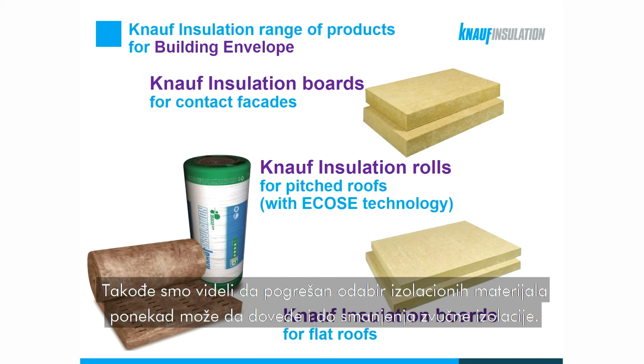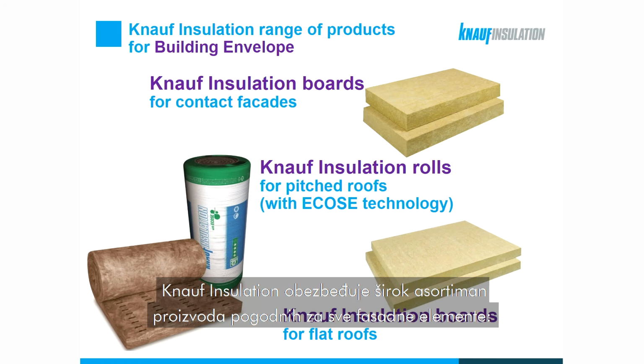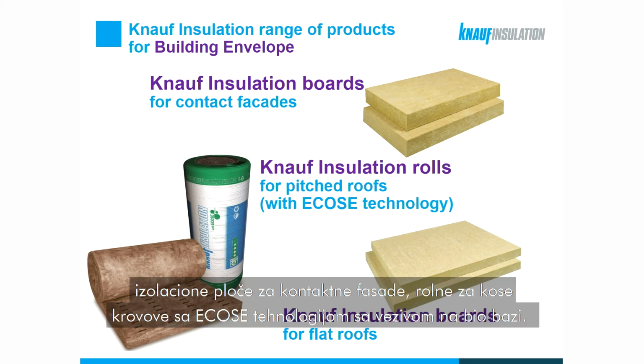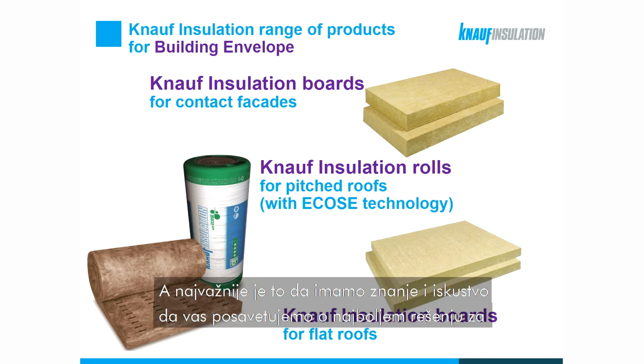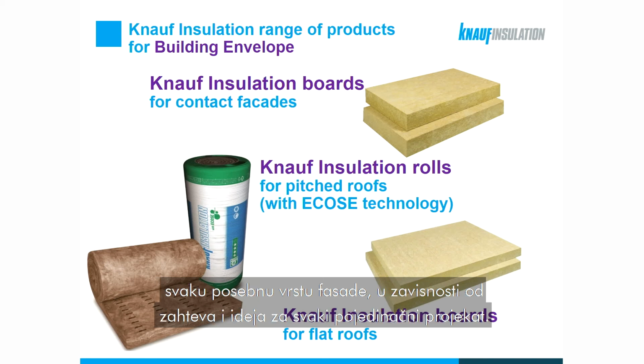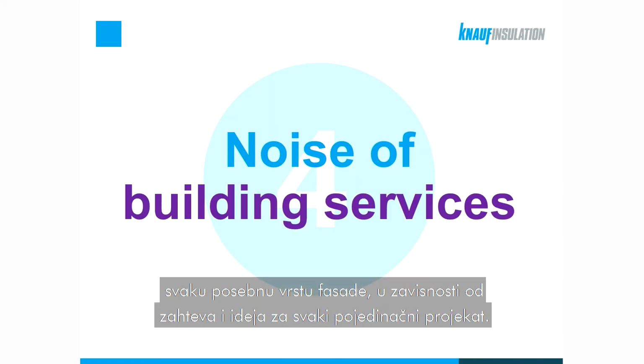But on the other hand, we also did see that unfortunate selection of insulating material can sometimes lead to a reduction of sound insulation. At Knauf Insulation, we provide a wide range of products which are suitable for all the facade elements. Such are the insulating boards for contact facades, rolls for pitched roofs with our ECOS technology using the bio-based binder, or boards for flat roofs. And the most important is that we do have the knowledge and we do have the experience to advise you on the optimum solution for each particular facade type, depending on the requirements and your ideas behind every individual project.